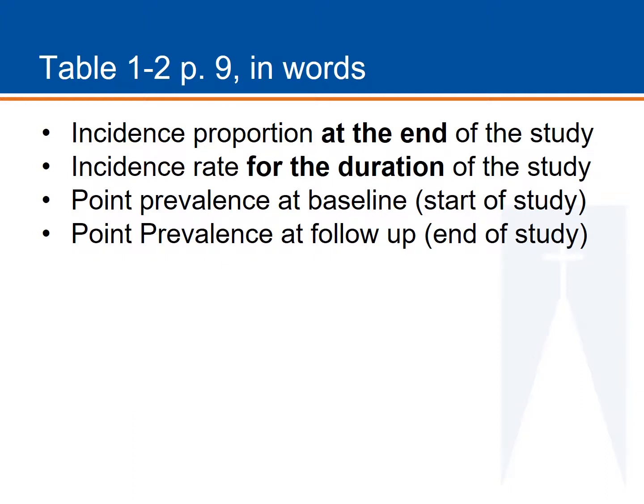In Table 1-2 in the book, the authors give formulas to explain incidence and prevalence. They give these in the form of a formula, which I will repeat here in words to help clarify the concepts.